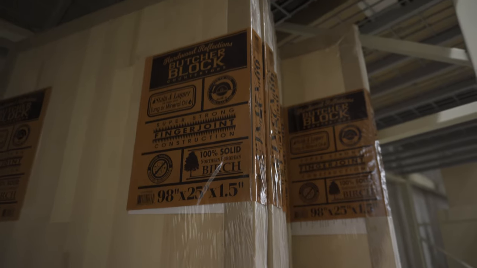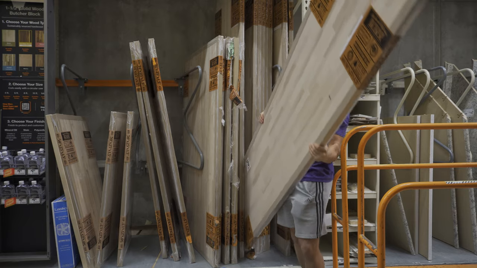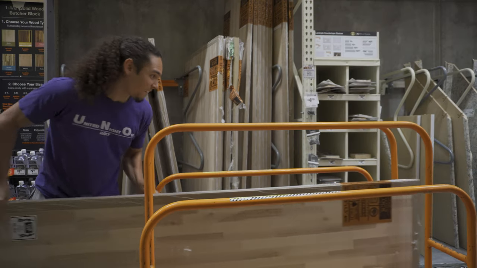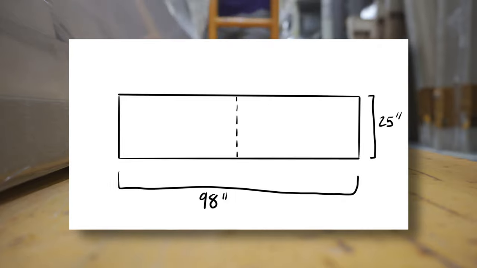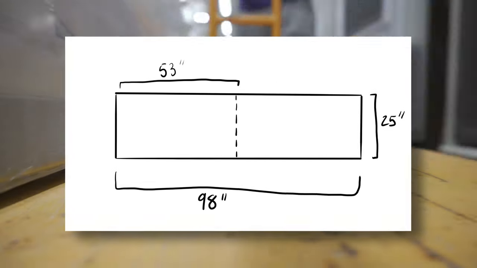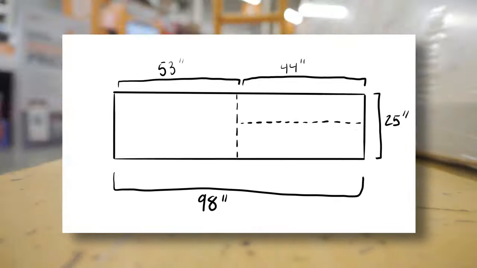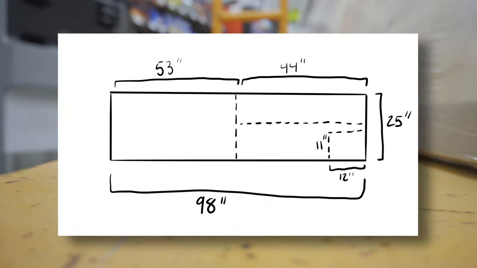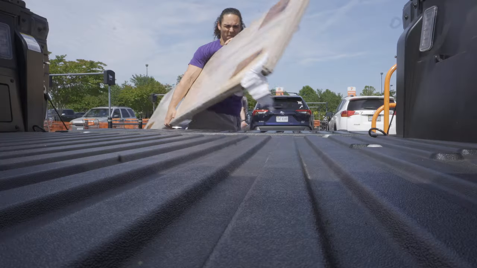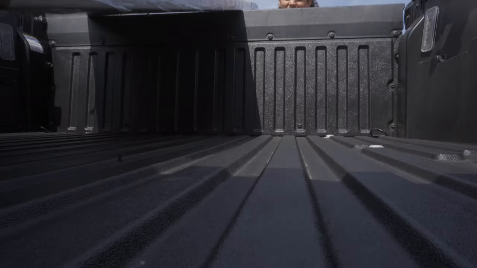I bought the 98-inch butcher block because it'll be the cheapest price to create both pieces of wood. The main piece will be cut to 53 inches, keeping the same depth. The side piece will be made out of two pieces, 11 by 44 inch and 12 by 11 inch, and secured together. This is one of those times I'm really grateful I've got a pickup truck.